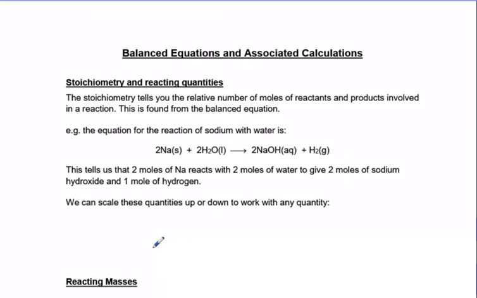When we look at a chemical equation, like this one here, we can see that this equation tells us something. It tells us that for every 2 moles of sodium, we're going to need 2 moles of water in order to form 2 moles of sodium hydroxide and 1 mole of hydrogen. That is a ratio, so that is 2 of these to 2 of these is going to produce 2 of these for every 1 of those. It's a set of ratios. So we can scale that ratio up or down to work with any quantity.